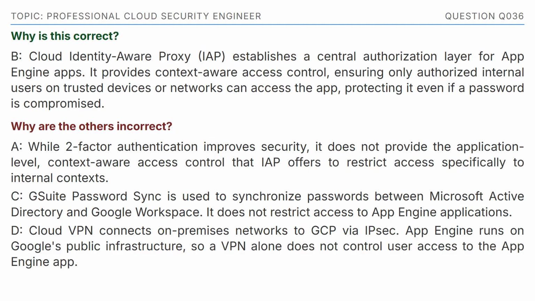D. Cloud VPN connects on-premises networks to GCP via IPsec. App Engine runs on Google's public infrastructure, so a VPN alone does not control user access to the App Engine app.